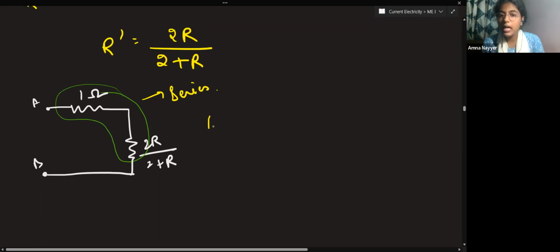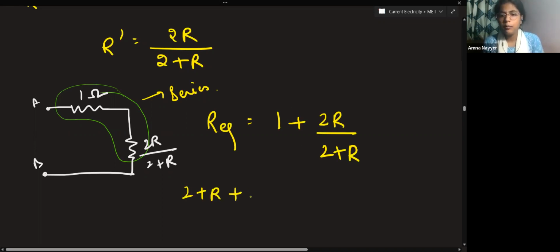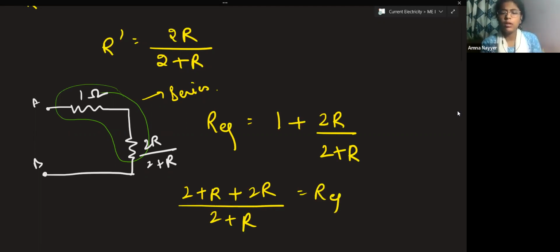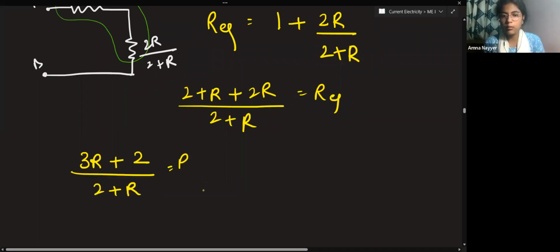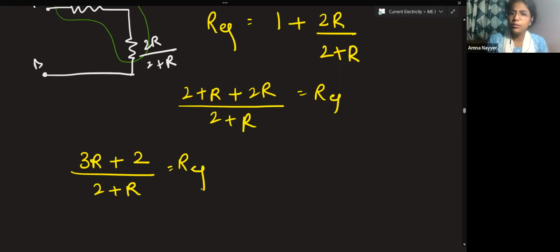Now this will be the R equivalent, which means 1 plus 2R by 2 plus R. If I solve this, it becomes 2 plus R plus 2R divided by 2 plus R, which is equal to the R equivalent. Can anything be solved further? Yes, R plus 2R can be added. That becomes 3R plus 2 divided by 2 plus R, which is equal to R equivalent. Now, can any of you tell me what this R equivalent actually is?